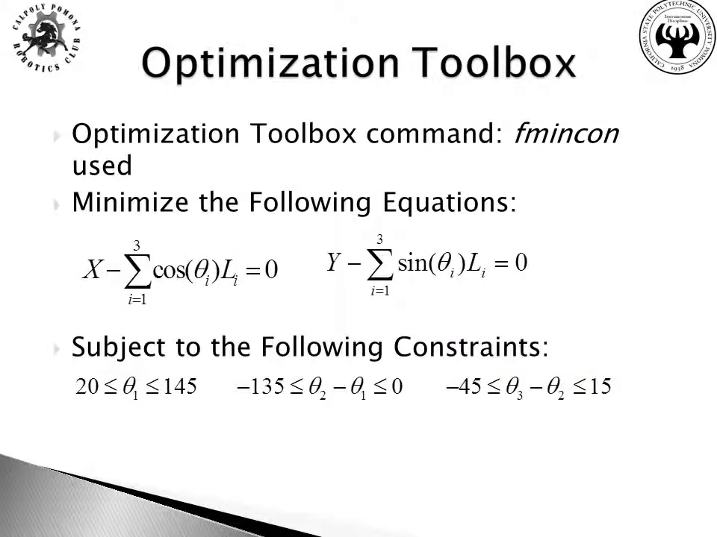Using the restrictions as seen from the previous slide, now we can solve the problem by using the optimization toolbox. The command used to solve this problem is fmincon. The following equations below are minimized, and they are also subject to the following constraints.